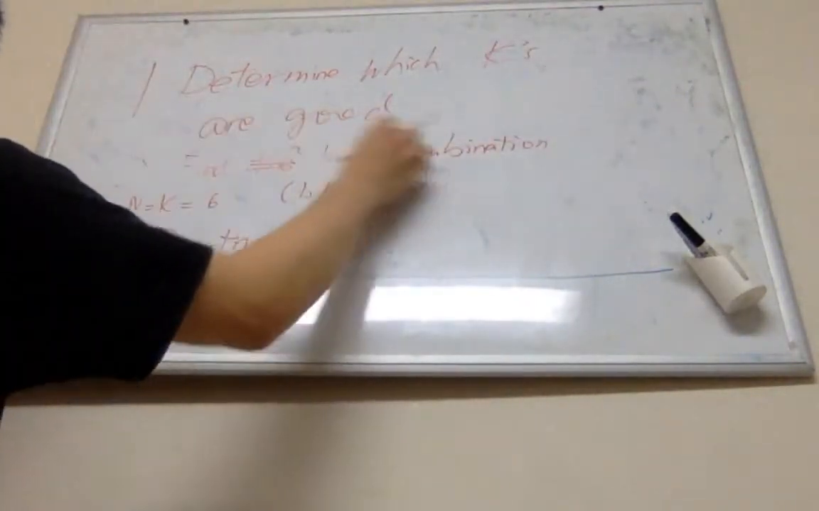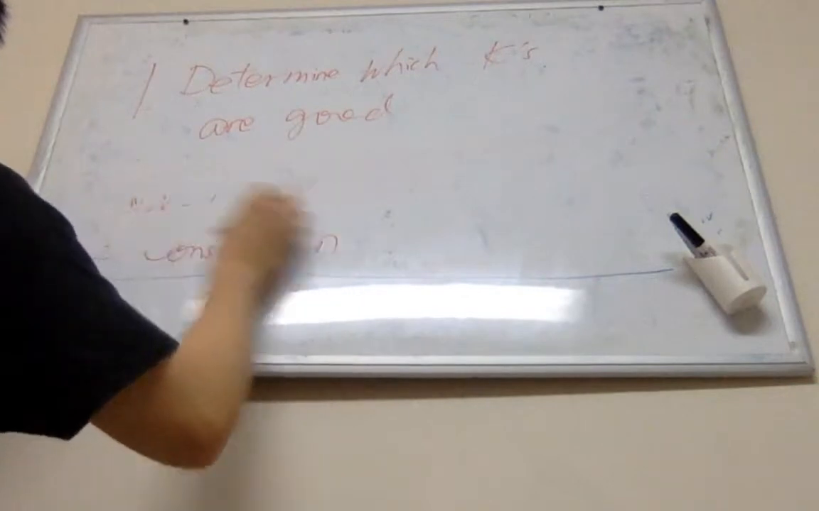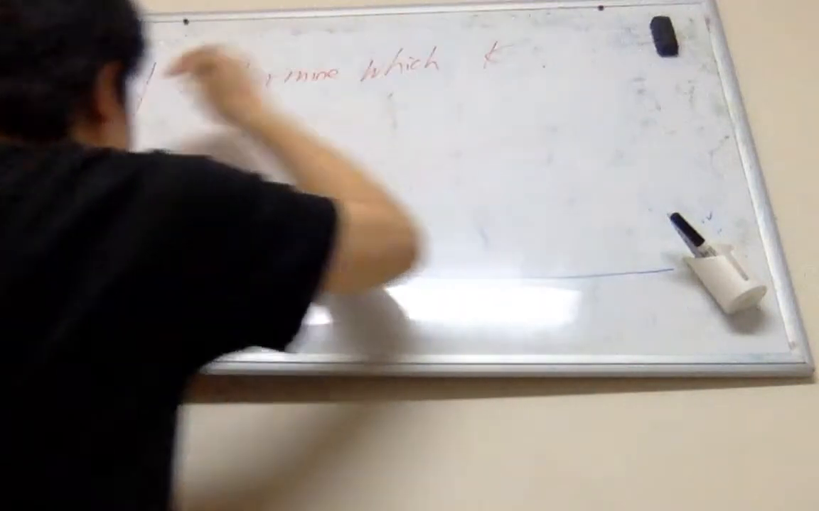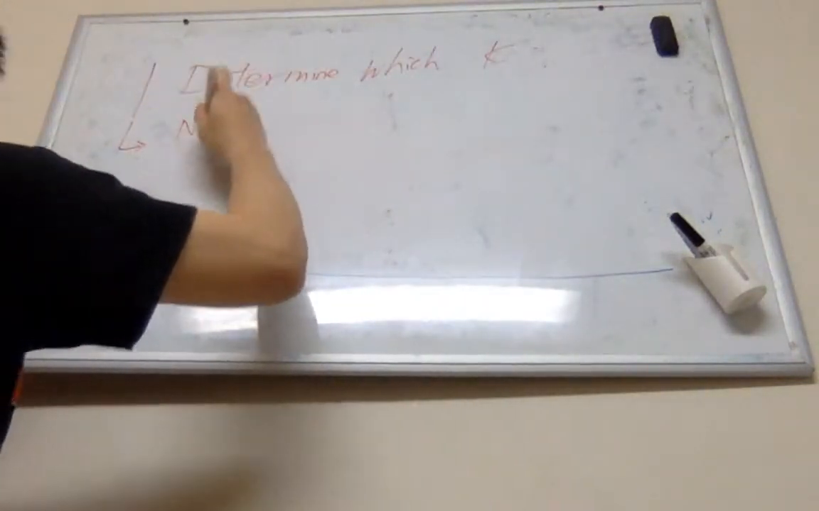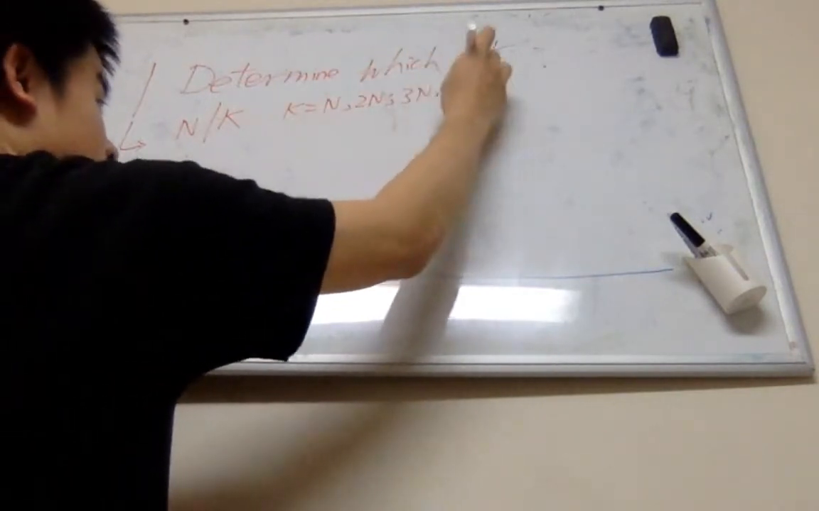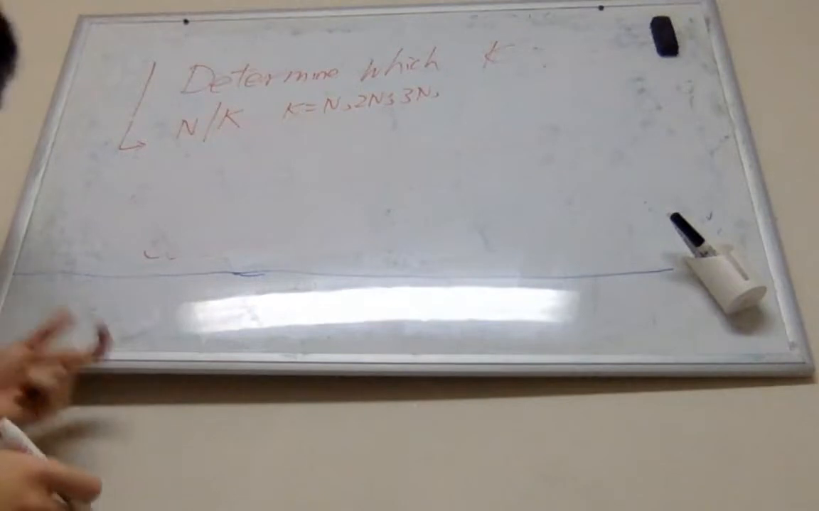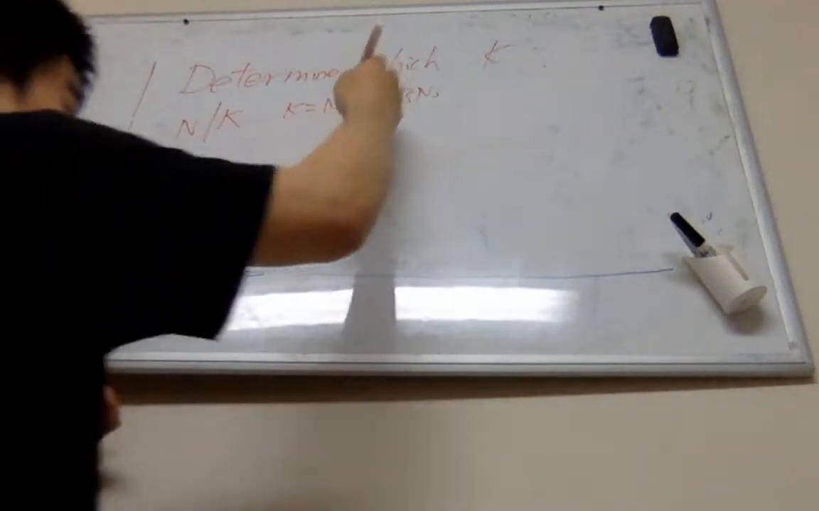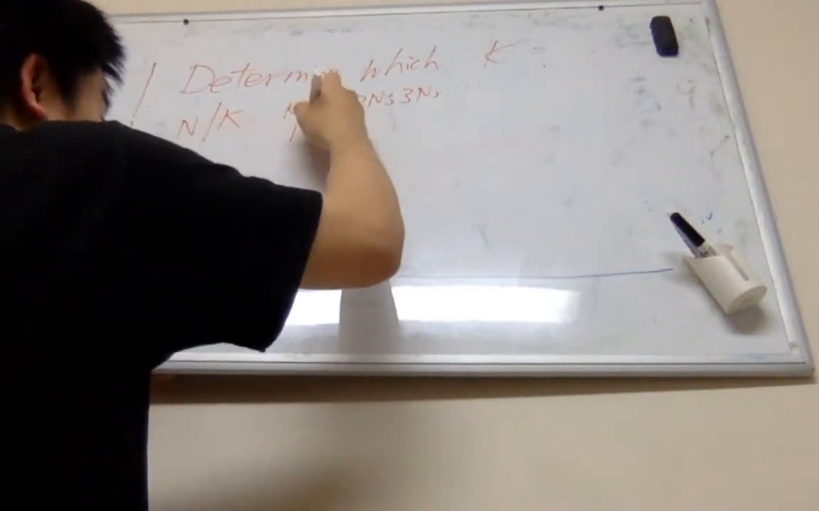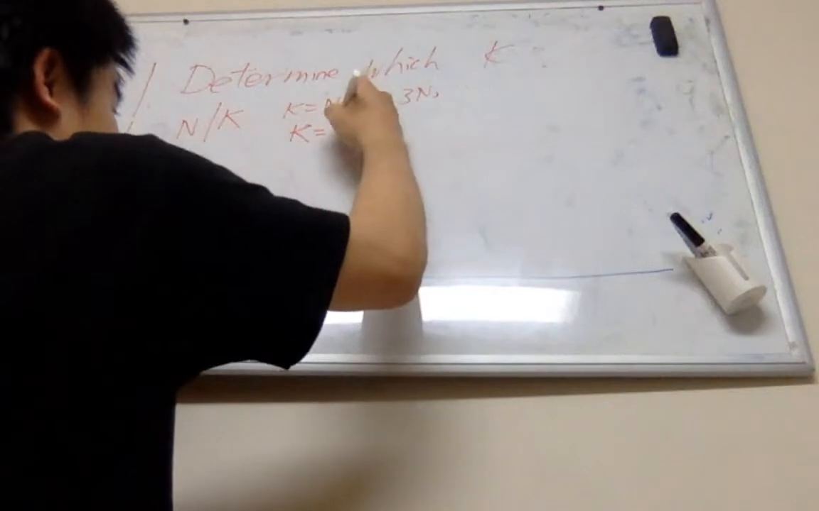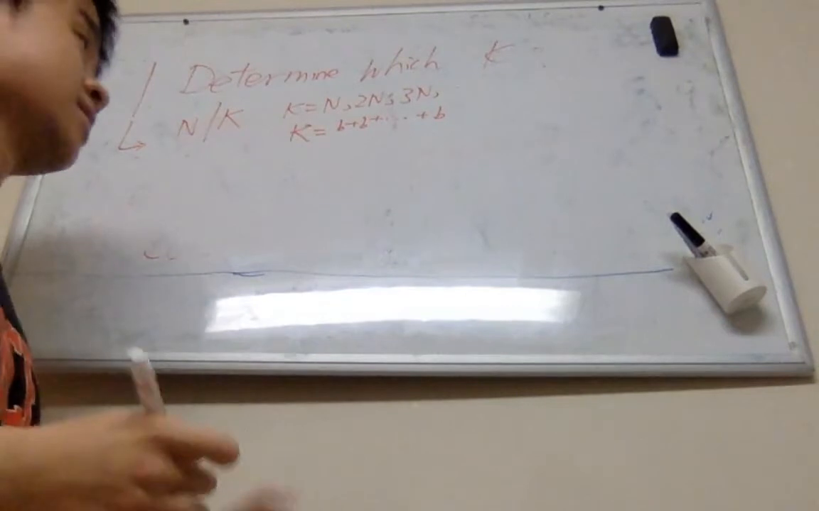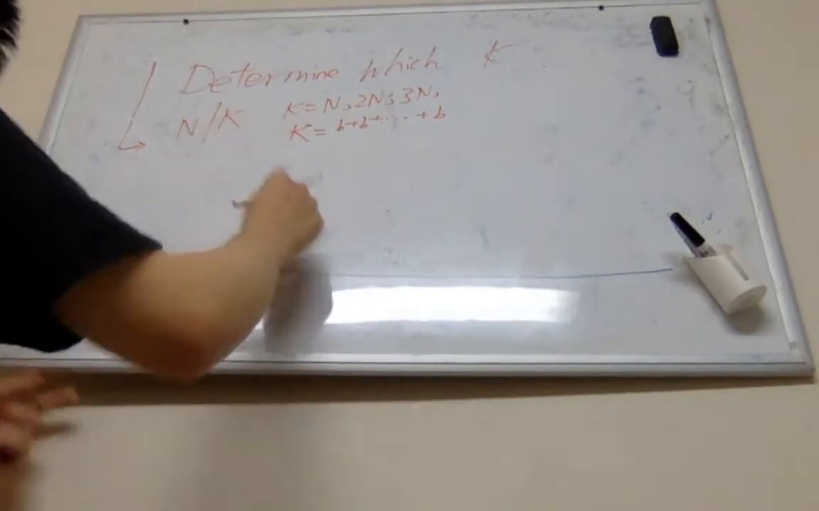Now, first of all, let's do the first task. Determine which k are good. So the simple one would be when n divides k, so k equals n, 2n, 3n. Because there's this easy solution where you simply have k equals, let's say, b plus b plus blah blah blah b, meaning that all the elements on the diagonal are the same, and the construction will be easy in this case.